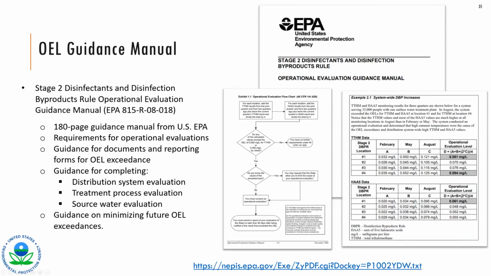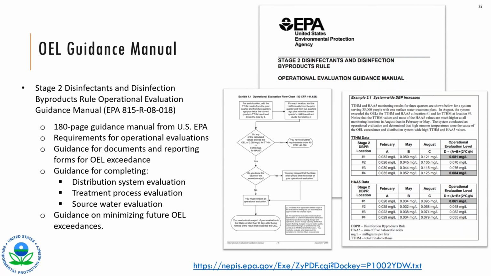Here are some resources to help water systems with the OEL process. This is the OEL Guidance Manual from the EPA. It's a 180-page manual which outlines the requirements of the OEL and the evaluations that are associated with the OEL. It includes guidance on how to calculate the OEL, documents such as checklists to help water systems determine the cause of the OEL exceedance at either the water treatment facility, distribution system, or at the source.